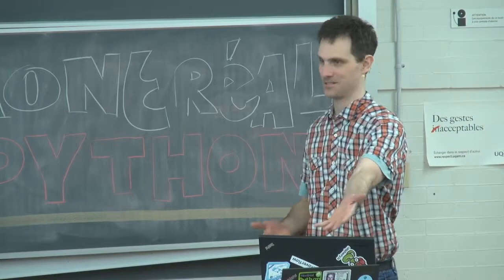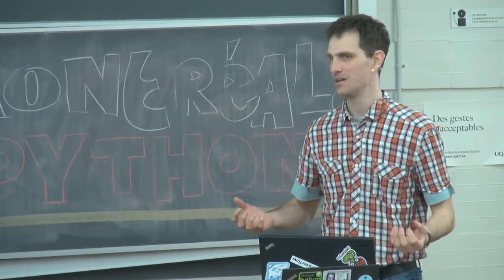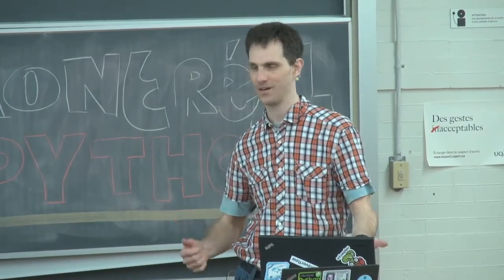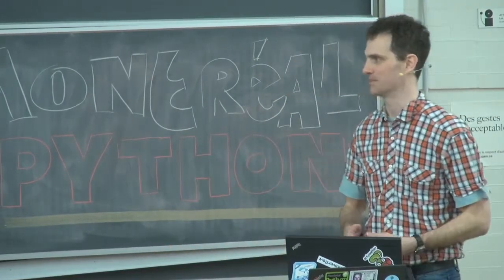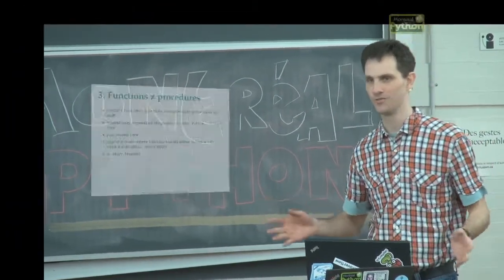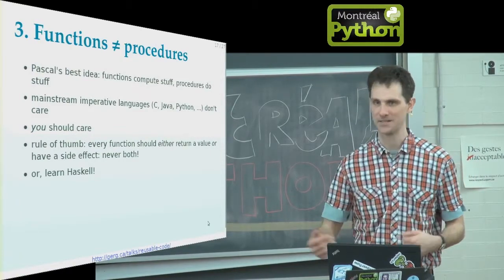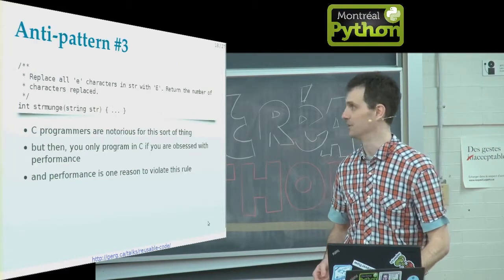You can't put these pixels on the screen without side effects. The important thing is to segregate functions, which compute stuff, from other functions which have side effects. Please try to keep them separate. It's a rule of thumb that I follow. Every function either returns a value or has a side effect. And if I break that rule of thumb, I try to have a very good reason for doing so.